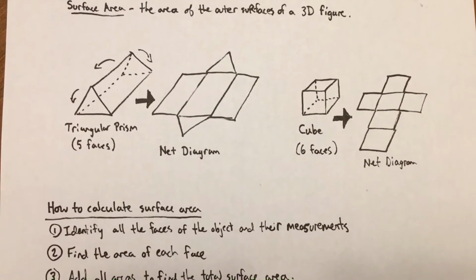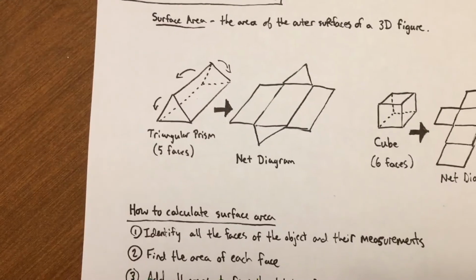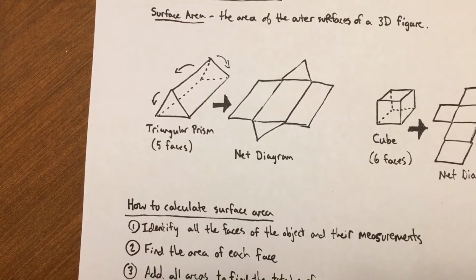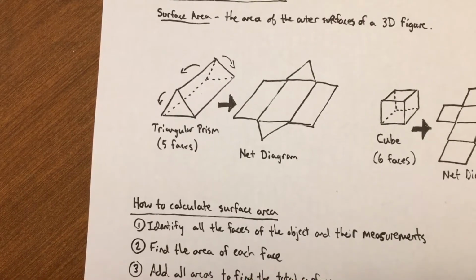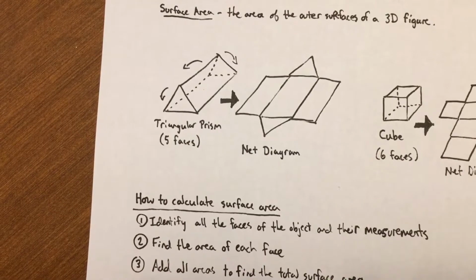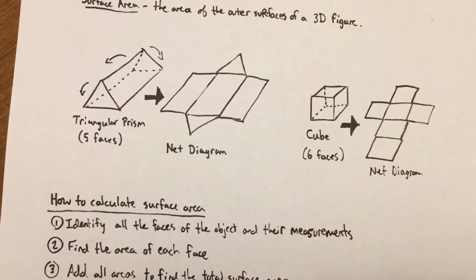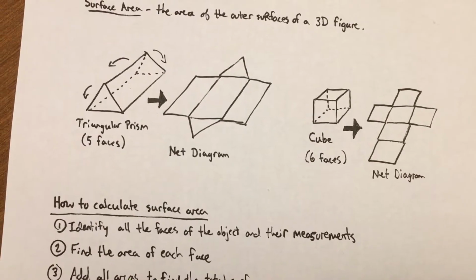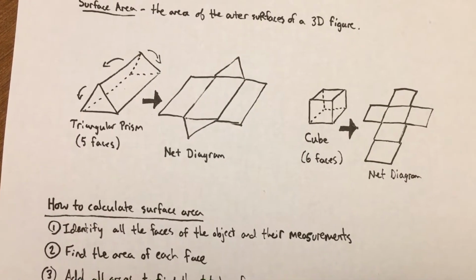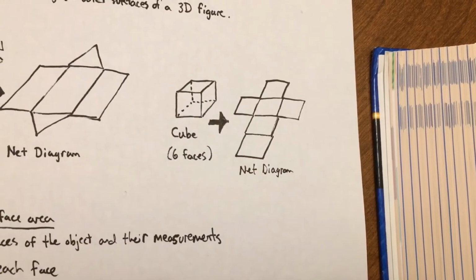So these examples that I have down below right here, one is an example of a triangular prism, which has a total of 5 faces. So imagine this was like a box that was in this shape, and if we were to take all the sides and then flatten out that box, we would have a total of 5 2D shapes that make up our 3D figure. And the same idea with a cube having 6 faces.